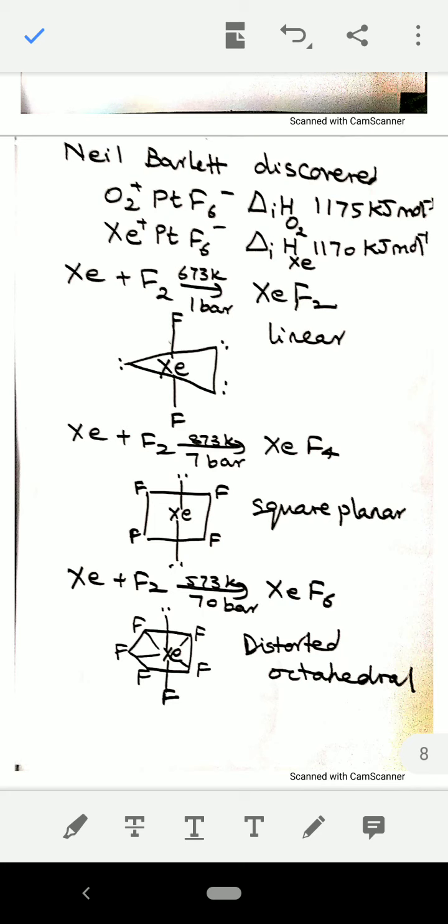Xenon fluoride at 673 K and 1 bar is formed. It has a linear structure. Xenon fluoride at 873 K and 7 bar has a square planar structure. Xenon hexafluoride has a distorted octahedral structure. It is formed at 573 K and 70 bar.